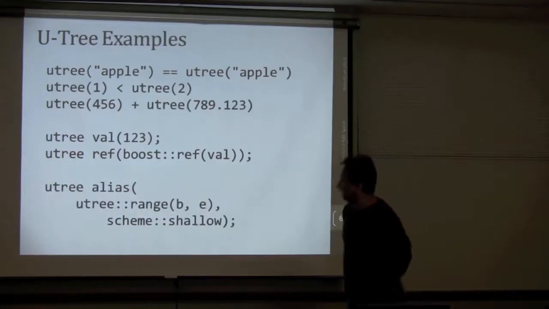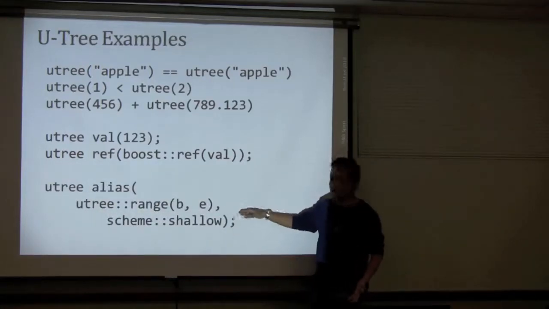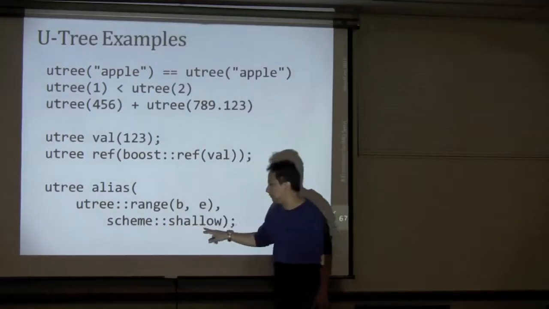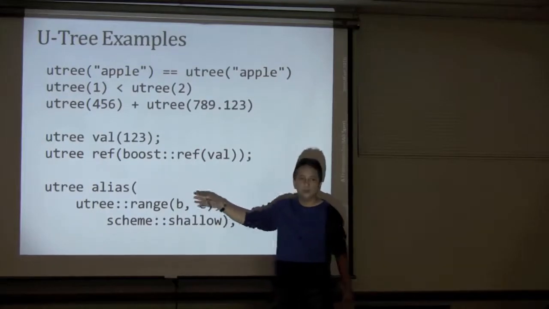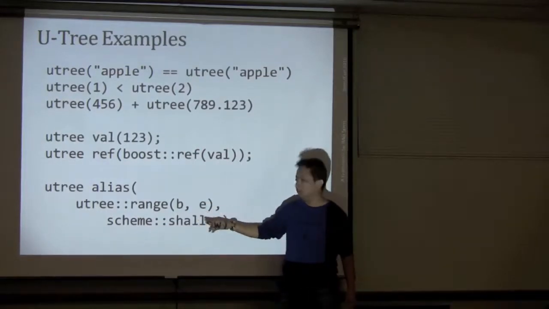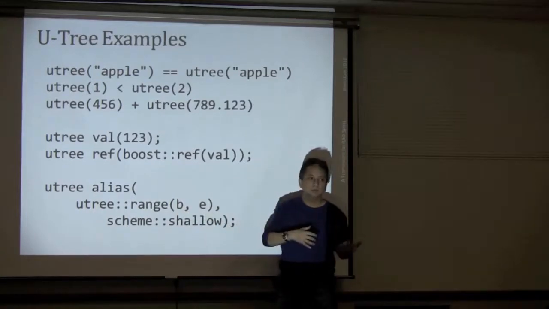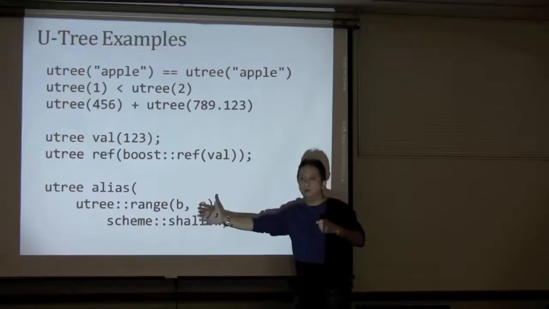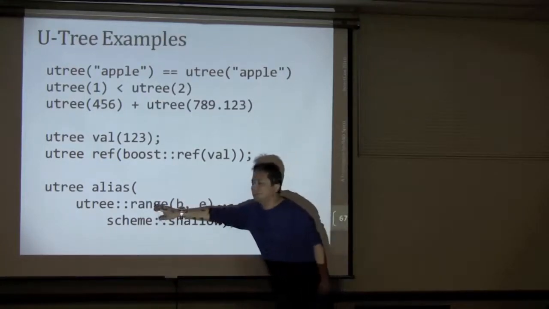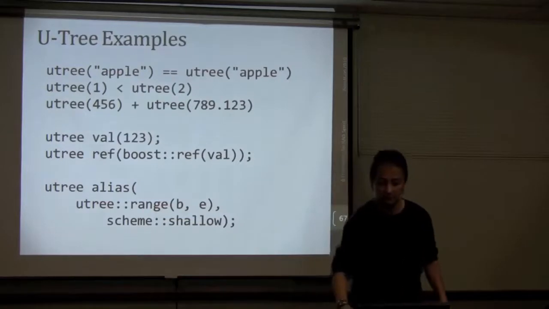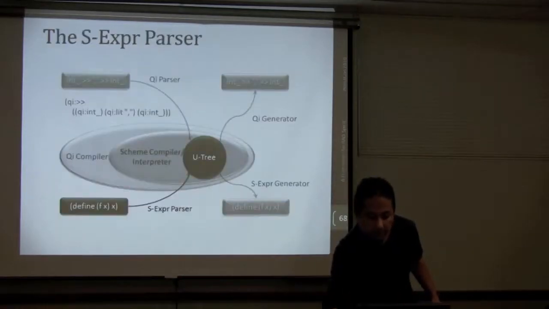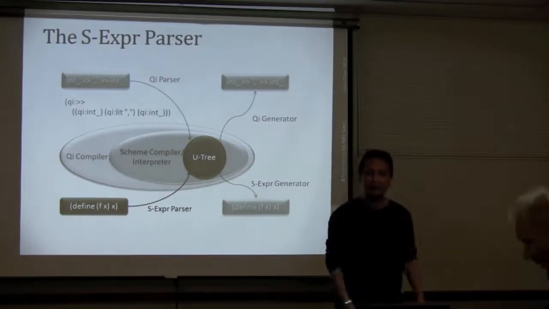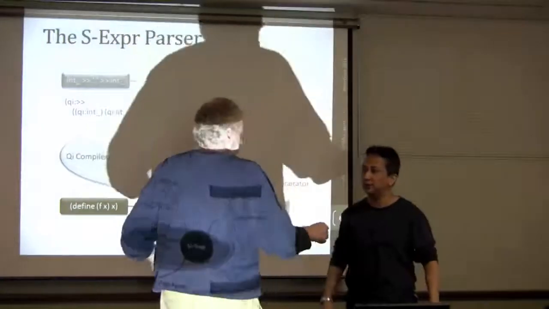So here's another way to alias. You can also have ranges, and here you basically tell the U-tree that you don't want a deep copy. So we just get the iterators to begin and end and store that without storing all the data from the source. Okay, there you go. So that's the U-tree part. I'll pass it back again to Hartmut for the S expression parser.